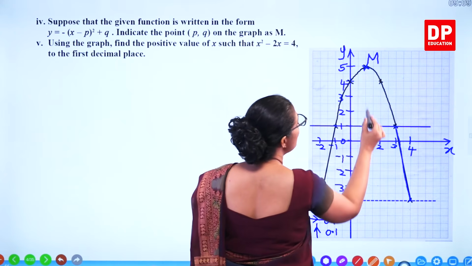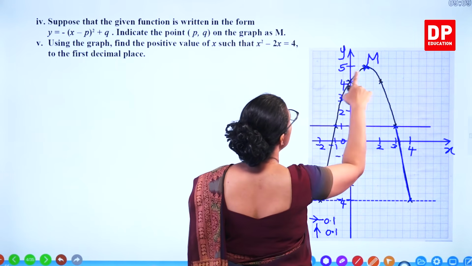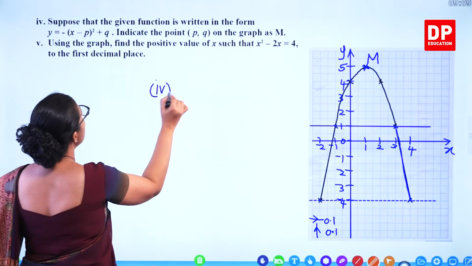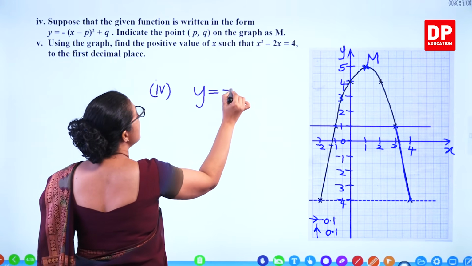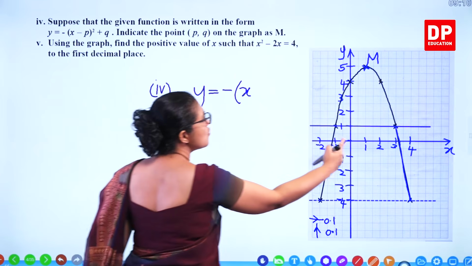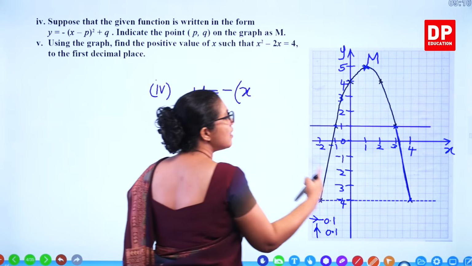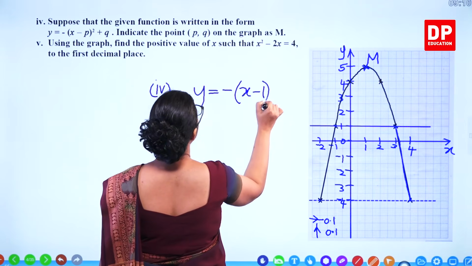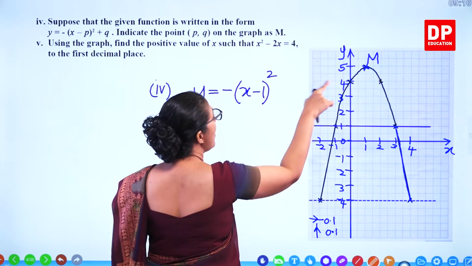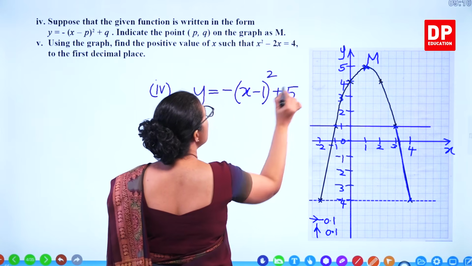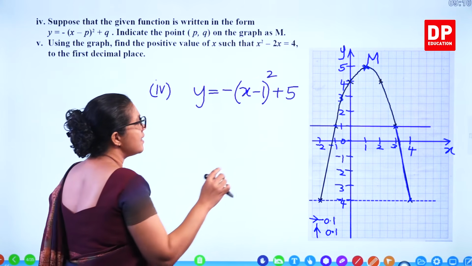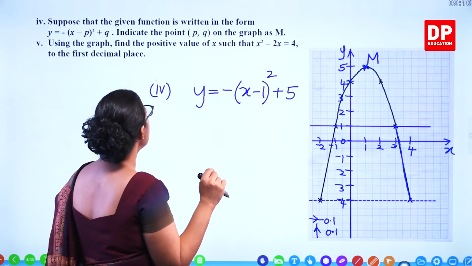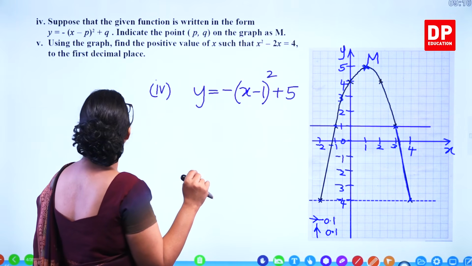So what's the x value there? X is 1, y value is 5. So how do you write down the equation? x is 1 for the turning point, so this becomes (x minus 1) squared, and y equals plus 5. So you write the y value as it is, and here if it's plus you put negative. So y equals (x minus 1) whole squared plus 5 is the equation.